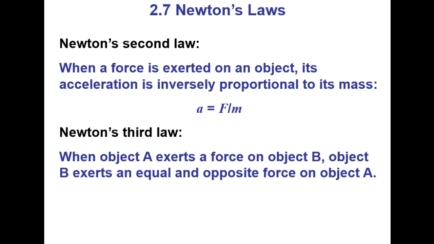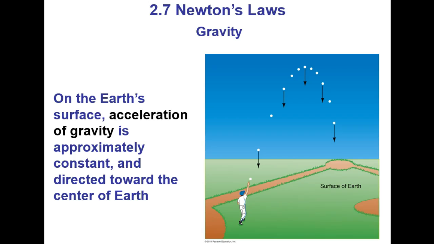Newton's second law: when a force is exerted on an object, its acceleration is proportional to the force and inversely proportional to its mass. A equals F divided by M. Newton's third law: when object A exerts a force on object B, object B exerts an equal and opposite force on object A. Gravity. On the Earth's surface, the acceleration of gravity is approximately constant and directed toward the center of the Earth.